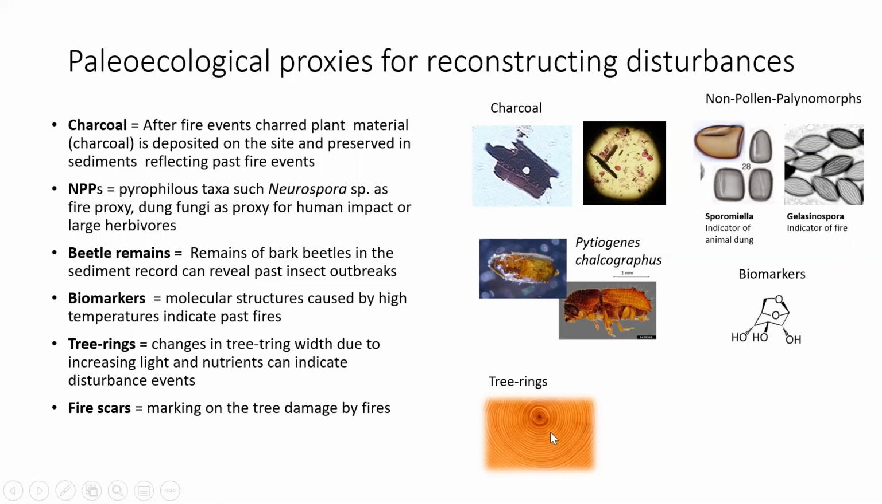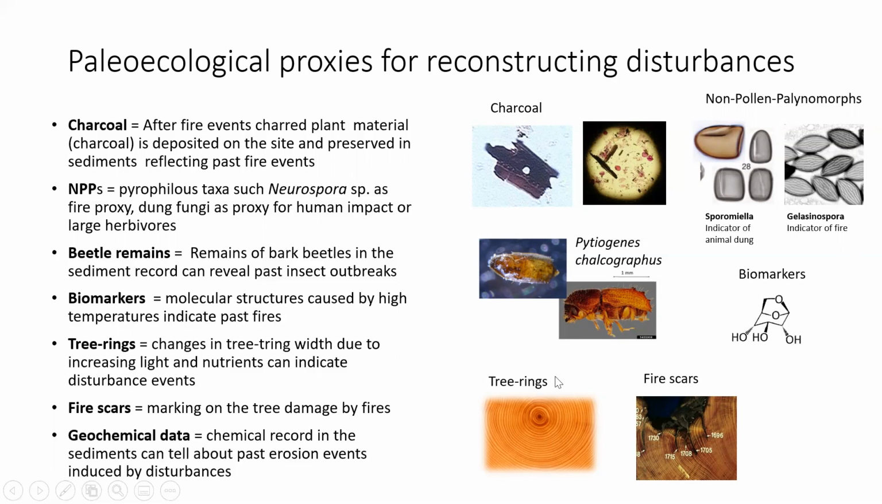Then fire scars, also looked at from tree rings. When there's a fire, it doesn't necessarily kill the trees, but it can harm the bark and leave a mark on the tree surface. And if the tree doesn't die in the fire, it keeps growing, and then there can be several scars from different fires that can be dated by counting tree rings. So these can also be used to reconstruct fire events in the forest.